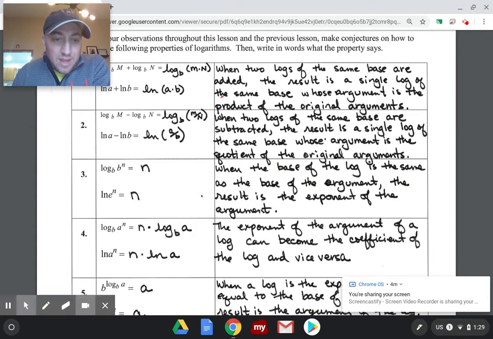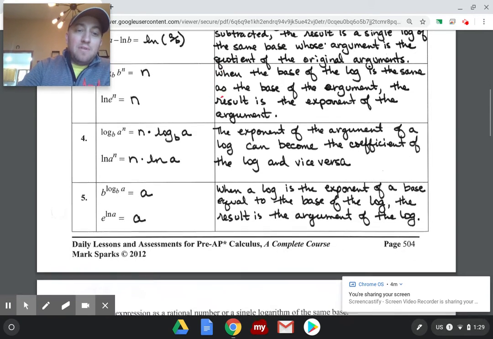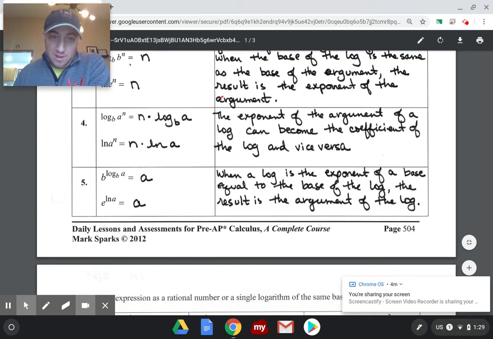The fourth property, log base b of a to the n power is equal to n times log base b of a. So basically what happens is if you have an exponent in your argument, you are allowed to take that exponent and rewrite it in front of your logarithm.